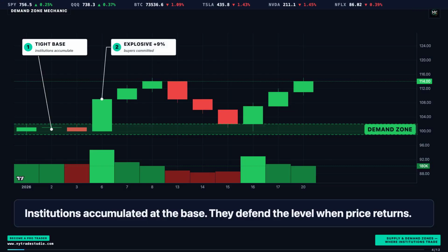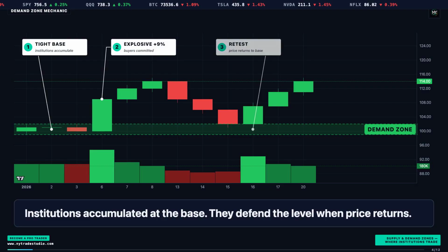The second part is an explosive move out, a rally of 5% or more in just 1 to 3 sessions. That's confirmation the buyers were real and they're done loading. And the strength of that move tells you exactly how much demand was sitting at that level. The third part is the retest. Over the next 2 to 3 weeks, price drifts back to that same level. And this is your trading opportunity.